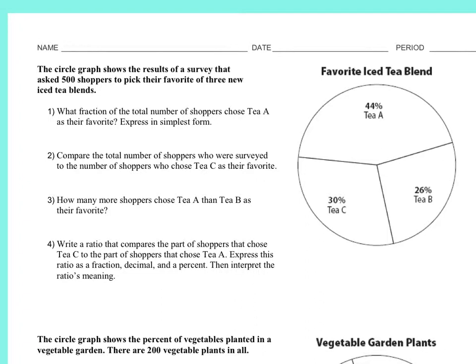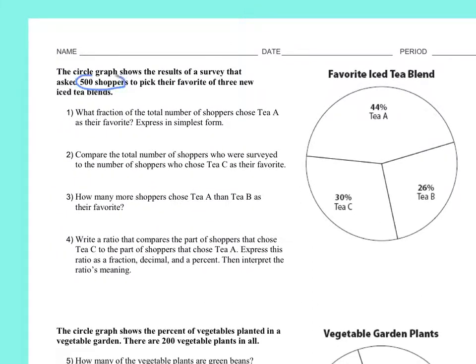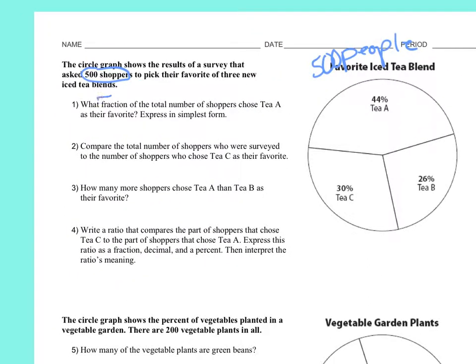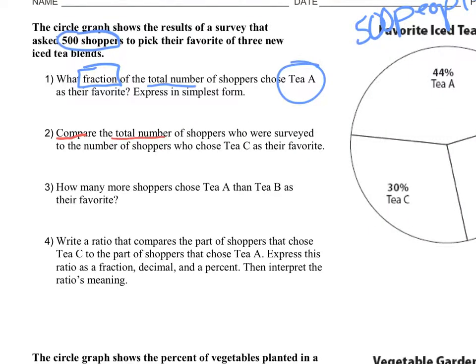Okay, on the back up at the top, the circle graph shows the results of a survey that asked 500 shoppers. So this is representing 500 people to pick their favorite of 3 new iced tea blends. What fraction, so we're going to do just like we did on that very last problem, what fraction of the total number of shoppers chose TA as their favorite? The total number of shoppers who were surveyed, that was 500, to the number of shoppers who chose TC as their favorite.